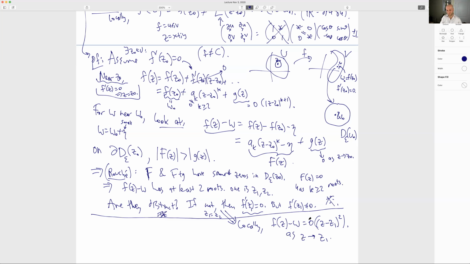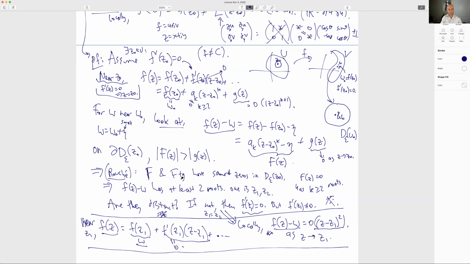And what does that mean? But this has an expansion near W. Near Z1, F of Z is equal to F of Z1, namely W, plus F prime of Z1 times Z minus Z1, plus lower order. And so if this difference goes to 0 as a quadratic, then this thing, which only goes to 0 as linear, must have this term be 0. Does that make sense? I think so, yeah. Great.